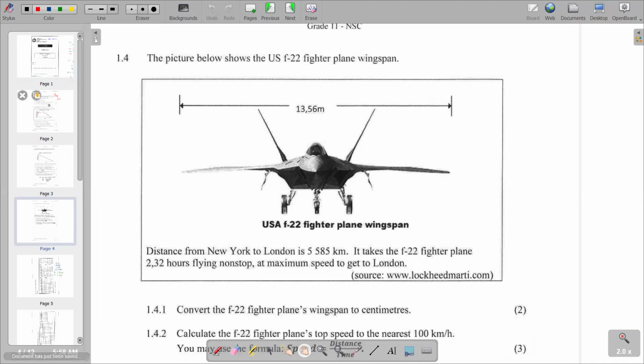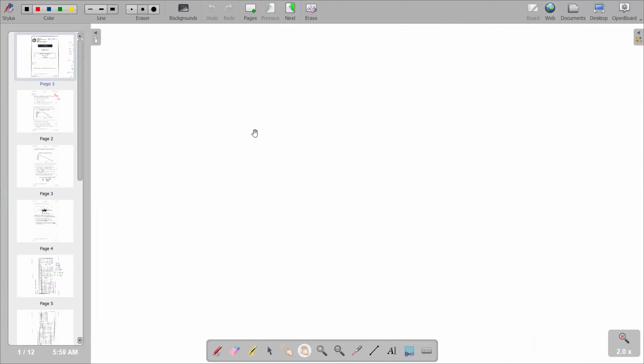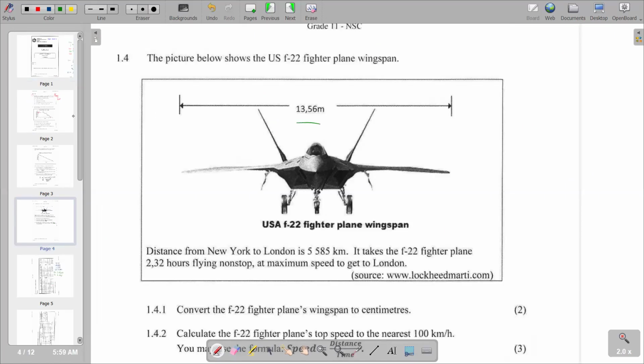So we can just prepare the page, whereby we are now on 1.4.1. But if you go back to the question, you see that we have got 13.56 meters that we want to convert.